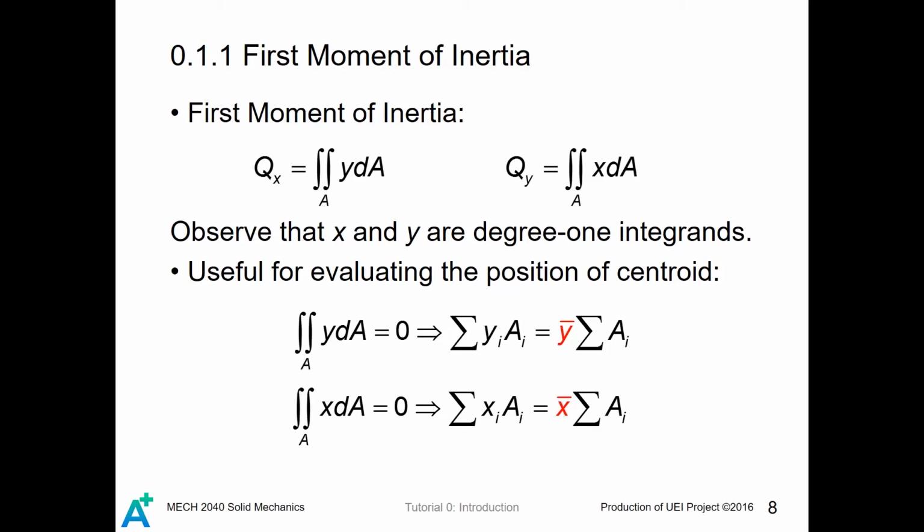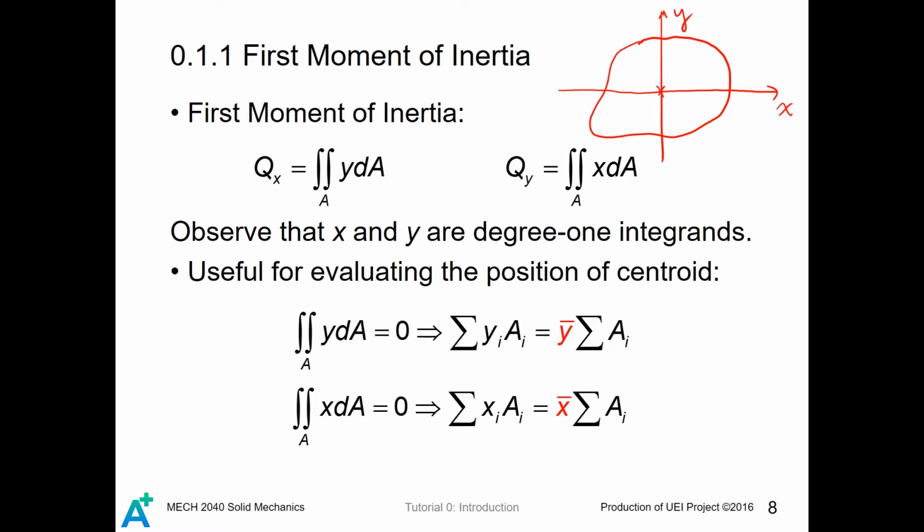First, let's introduce first moment of inertia. There are two definitions of first moment of inertia. One is for the x-axis and another one is for the y-axis. Consider an arbitrary region with center of geometry located here, and then we draw the x-axis and the y-axis on this shape.